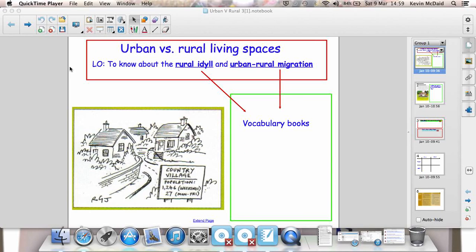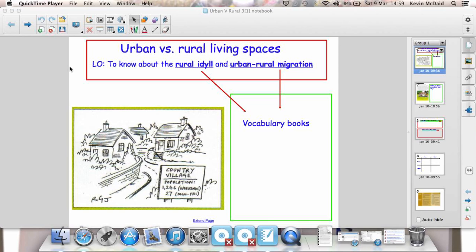So, different types of living spaces, urban versus rural. These next couple of lessons, there are lots of key terms. Well, not lots, there are 5 key terms that you absolutely have to understand. The first two are here: urban to rural migration and rural idyll. Make sure you've got these in your vocabulary books. If you haven't already, you should do, because it was the starter.